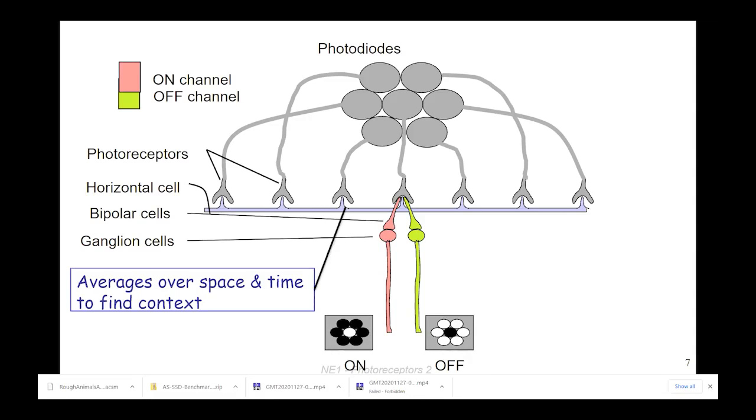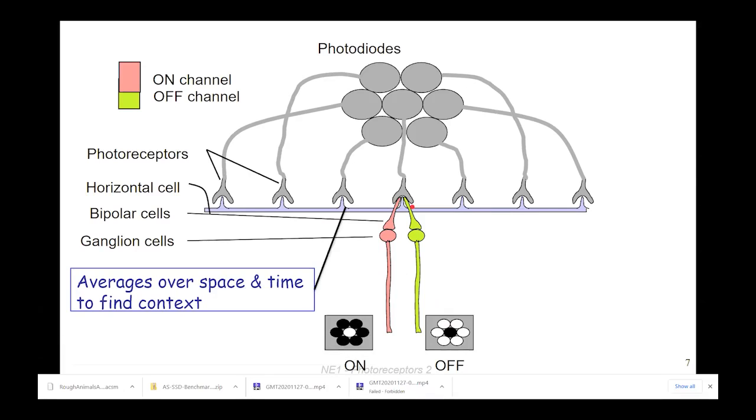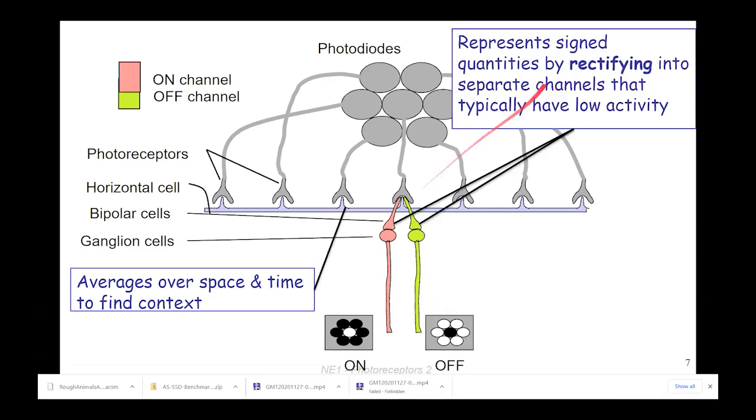And so you can see what Carver liked to call the organizing principles of the nervous system there. So you use physics to compute averages over space and time, and that finds a kind of a spatial temporal context. And a second organizing principle that's expressed here is to represent signed quantities by rectifying into separate channels that typically have low activity. In the nervous system, you don't want to represent 0 by spending a lot of energy, because there's a lot of zeros, a lot of sparseness. And so you should represent 0 by doing nothing, and then split the negative and positive into separate channels. It's sensible, right? It's very different than a binary representation where representing 0 is the same cost as representing every other number.